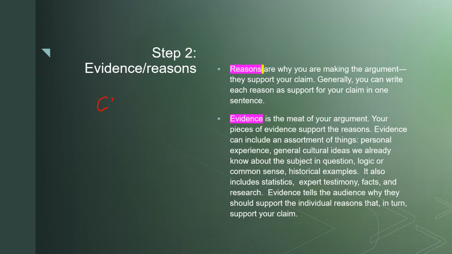So far you have a chain like this: claim to reasons to evidence. Evidence includes an assortment of things: personal experience, general cultural ideas we already know about the topic, logic or common sense, historical examples. It also includes statistics, expert testimony, facts, and research. Evidence tells the audience why they should support the individual reasons, back here, that in turn support your claim.